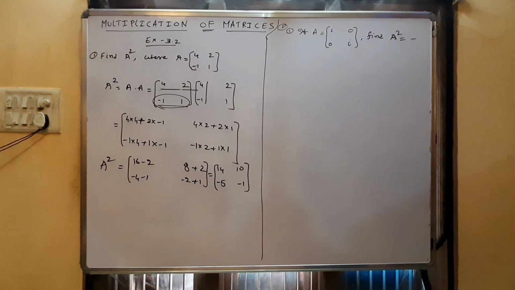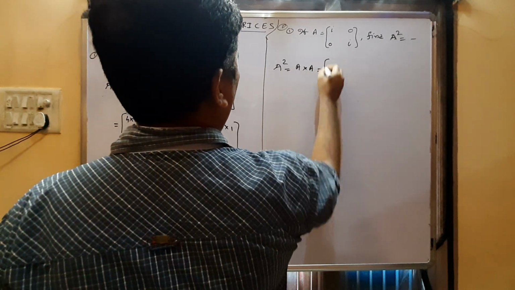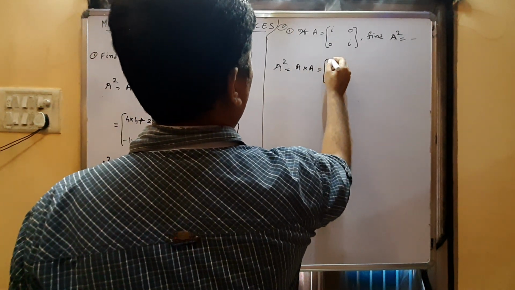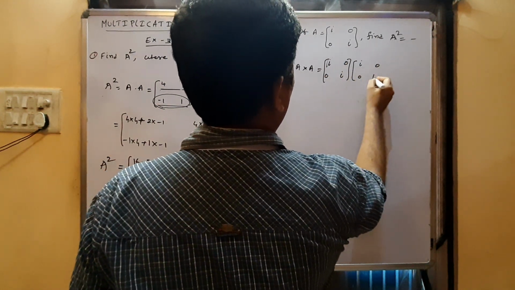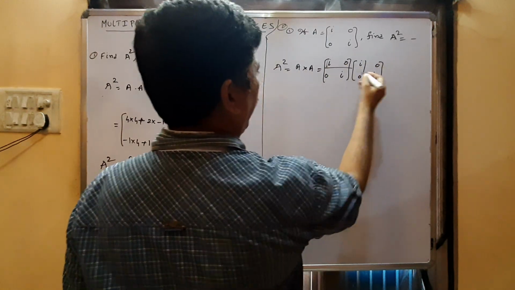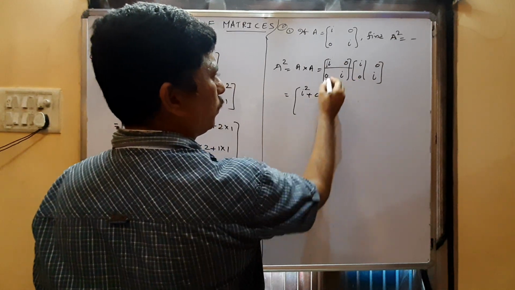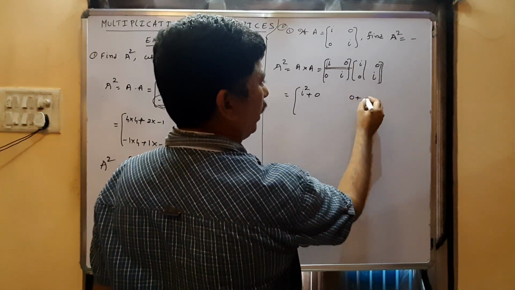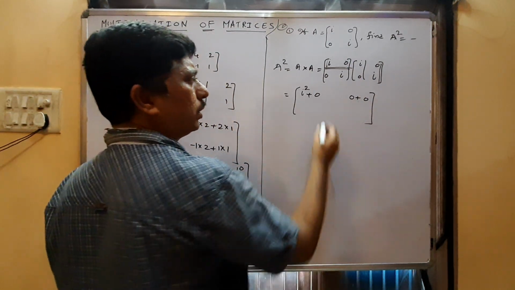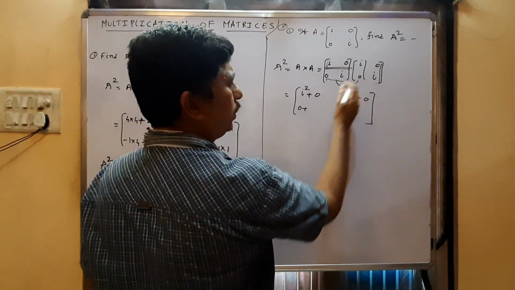Coming to the next one. A is given as i, 0; 0, i. Then they are asking to find A square. A square means A into A. That is i, 0; 0, i times i, 0; 0, i. Row into column you have to multiply. i into i, i square, plus 0 into 0, 0. First row into second column: i into 0, 0 plus 0 into i, 0. Next, second row into first column: 0 into i, 0 plus i into 0, 0.